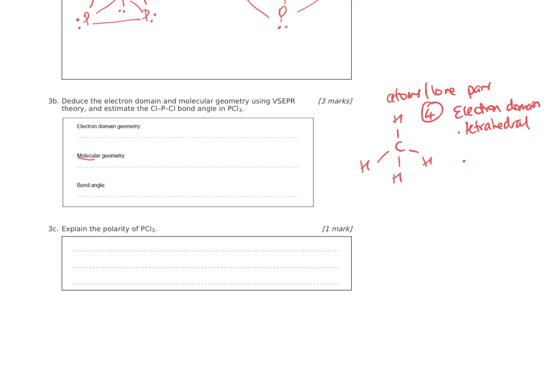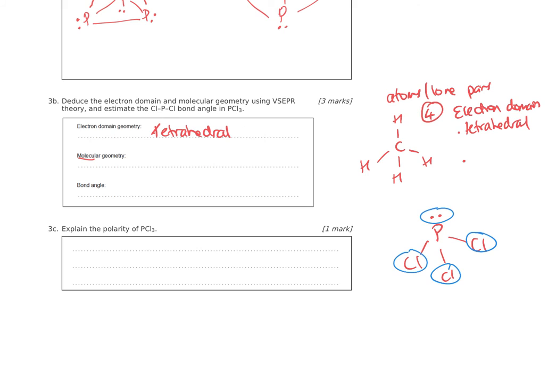Okay. But this one, they're asking us for PCl3. So I have P, Cl, Cl, Cl. P is in group 5. So 1, 2, 3 electrons there. So it must have a lone pair. So it has 1, 2, 3, 4 things around it. So that means its electron domain geometry is tetrahedral.